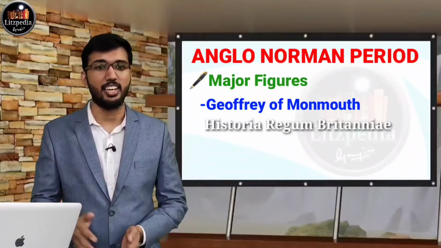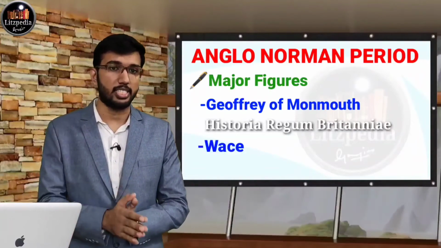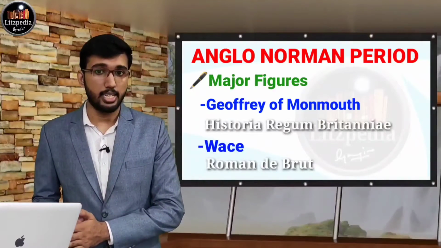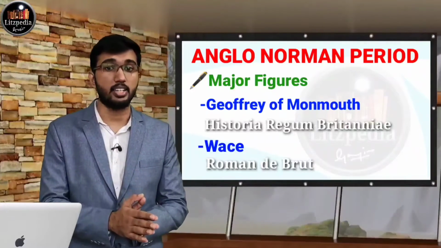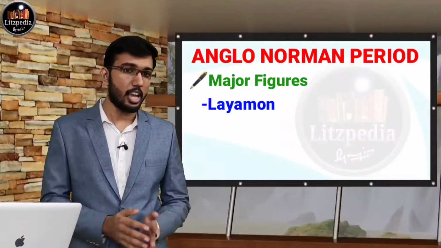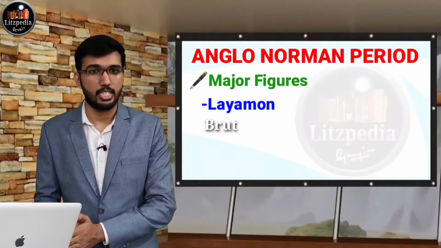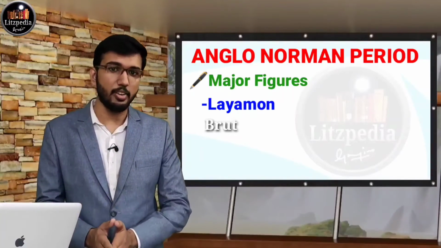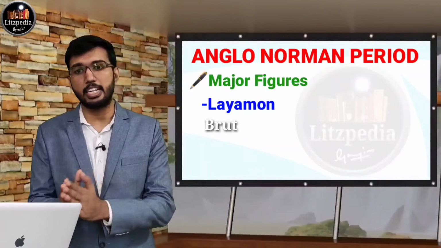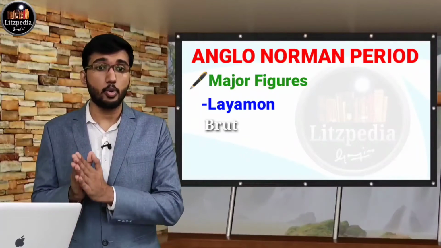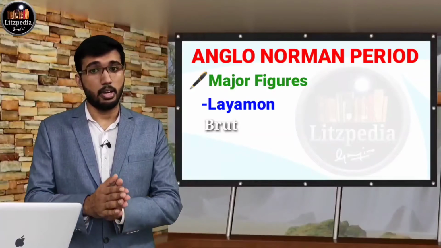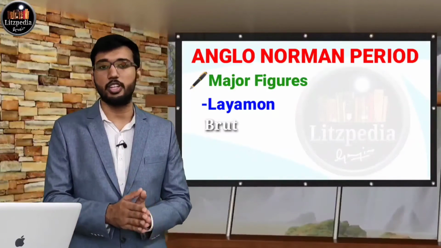We should know that. Another writer is Wace. Wace wrote Roman de Brut, which is a verse history of Britain written in Norman French. The next writer is Layamon. Layamon's important work is Brut, and it is written in English itself. The name Brut comes from Britain's mythical founder, Brutus of Troy. We need to know that.